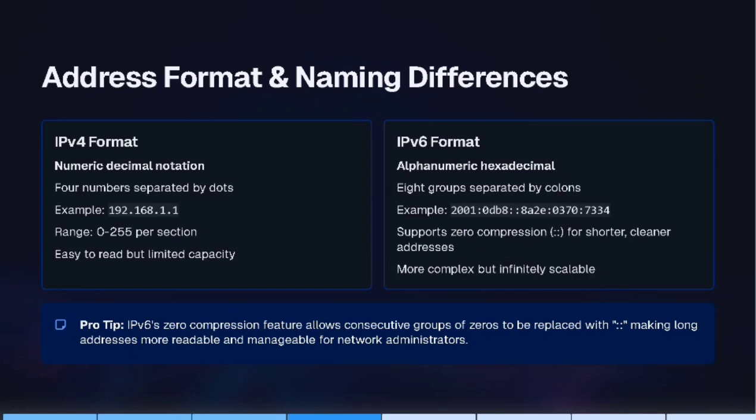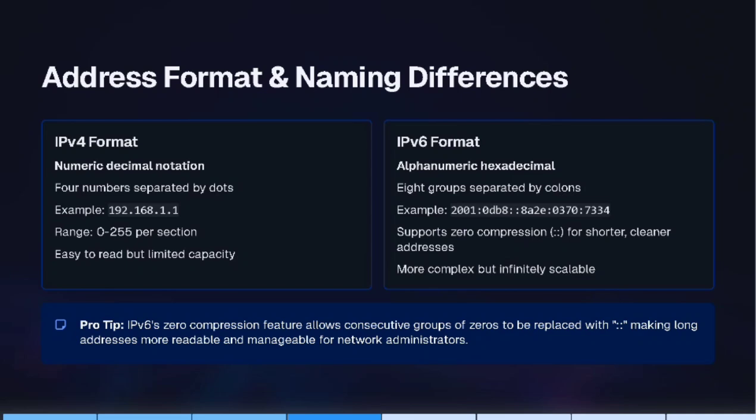Let us understand the address format and naming differences between these two. IPv4 format is numeric decimal notation, four numbers separated by dots, whereas IPv6 format is alphanumeric hexadecimal, eight groups separated by colons. An example of IPv4 is 192.168.1.1. An example of IPv6 is 2001:0db8, etc. The range of IPv4 is 0 to 255 per section.